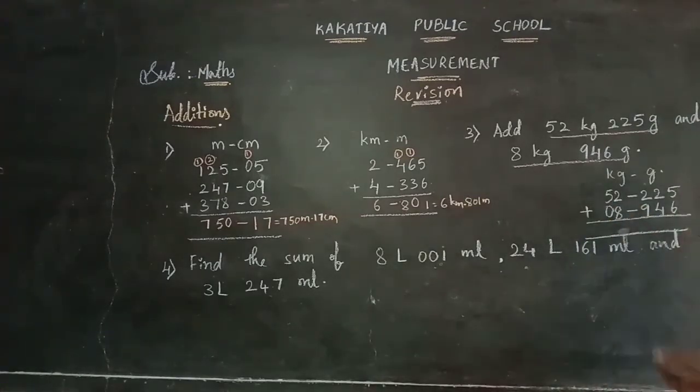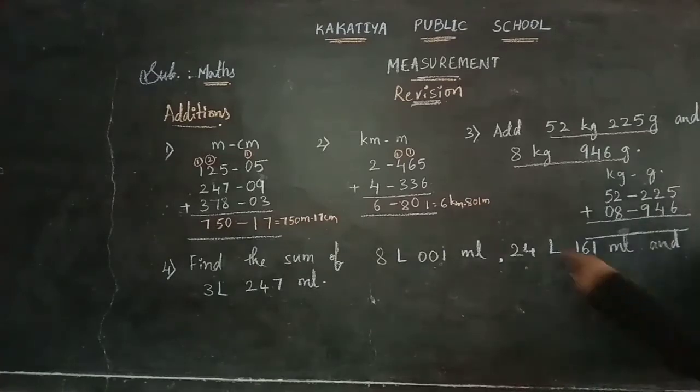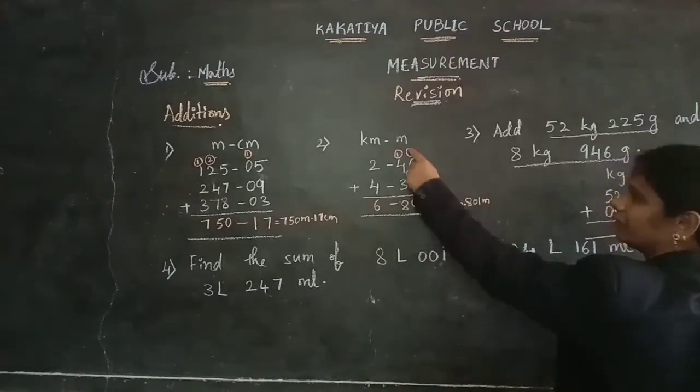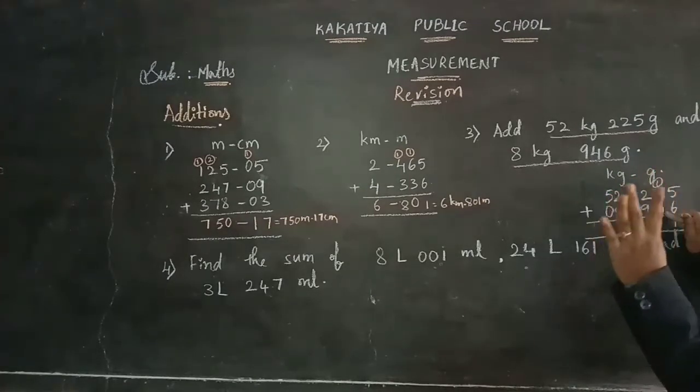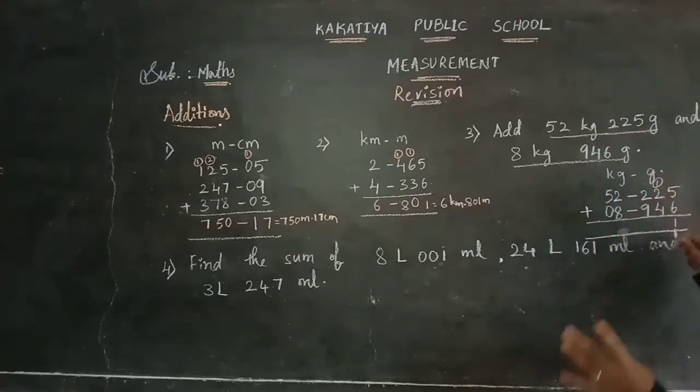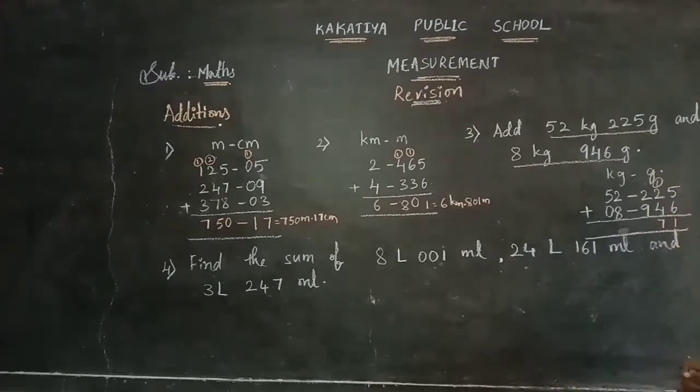Now 5 after next 6. Here we have already added, children, so 11 we got. 5 after next 6 means 11. 1 here, 1 carry. Now 1 after next 2 means 2, 3. We are getting 3. 3 after next 4: 5, 6, 7. So when we are taking next 4, we are getting 7. So 7.